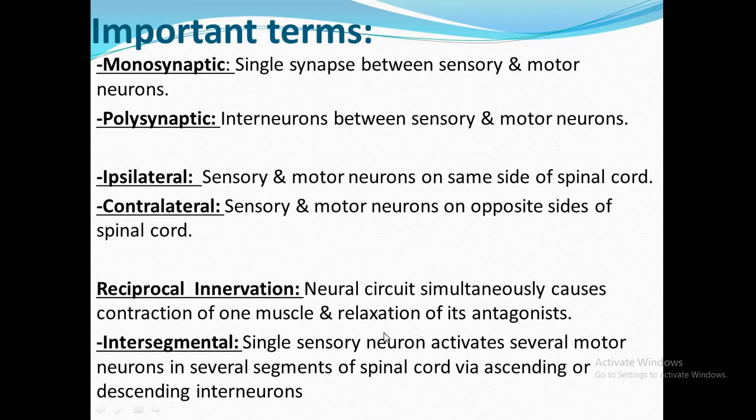Okay, before we start with the spinal reflexes, we should mention some important terms. First, monosynaptic and polysynaptic. Monosynaptic is only one single synapse between the sensory and motor neurons. It doesn't have anything between them. But the polysynaptic has an interneuron between the sensory and motor neurons.